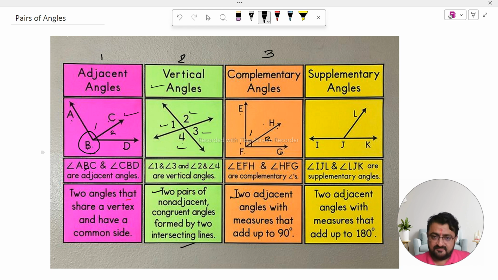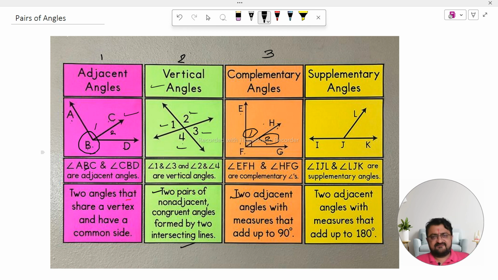It is not compulsory to have adjacent angles. Means यहाँ पर आपको जो angles दिए गए हैं, angle number 1 and angle number 2, those are back to back adjacent. लेकिन ऐसा नहीं है. Sometimes आपको means दो separate angles भी दिए जा सकते हैं.